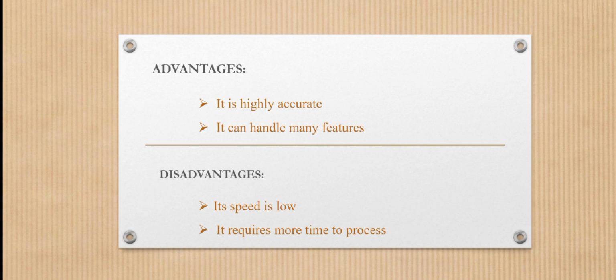Advantages. SVM is effective in high dimensional cases. It is memory efficient as it uses a subset of training points in the decision function, called support vectors. Different kernel functions can be specified for the decision function, and it's possible to specify custom kernels.